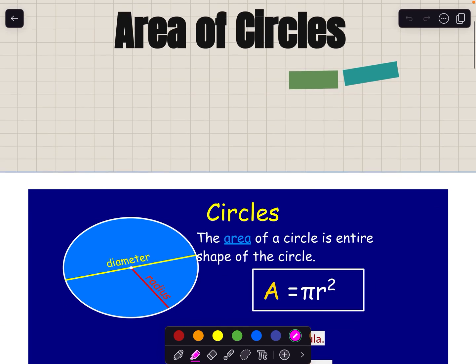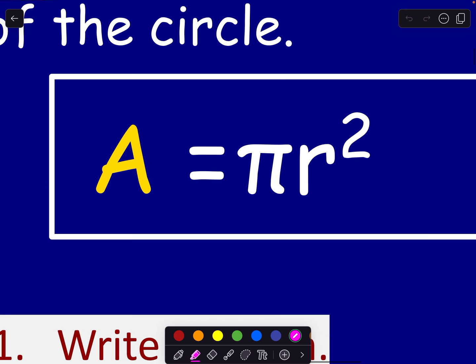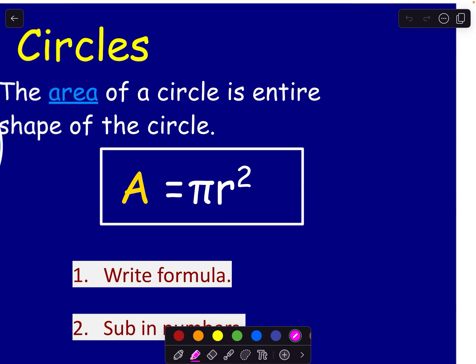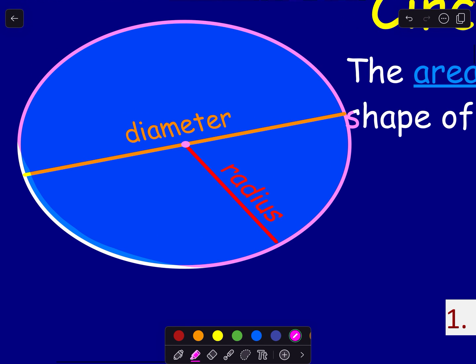Okay, area of circles. So the first thing to know is the formula for the area of a circle. That's this right here, A equals pi r squared. The area is just finding how much space the circle takes up. So all this blue space in here, that's the area of the circle. We're trying to figure out how much space that takes up. Okay? Some key words here that you might see.